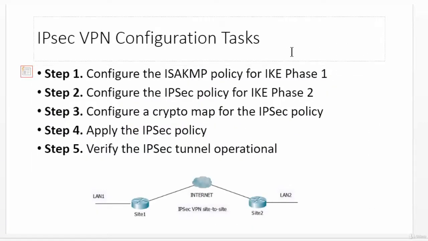IPSec VPN configuration tasks. Step 1. Configure the ISAKMP policy for IKE Phase 1. Step 2. Configure the IPSec policy for IKE Phase 2. Step 3. Configure a crypto map for the IPSec policy. Step 4. Apply the IPSec policy. And Step 5. Verify the IPSec tunnel is operational.